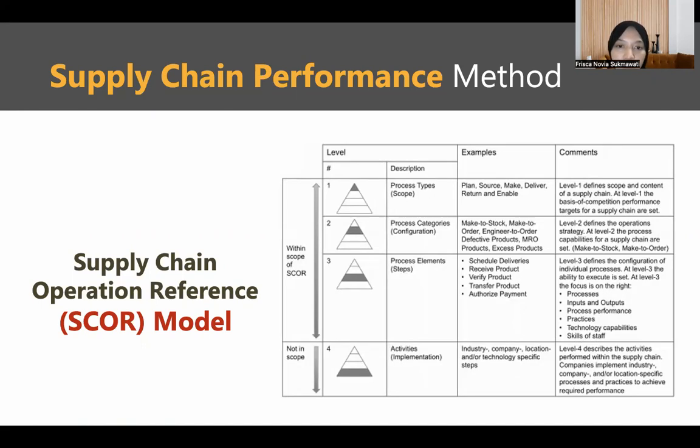If we look further into level 1, it has 6 different processes. The first one is plan, a process for balancing demand and supply in order to develop the best strategy for its supply chain activity while still adjusting to applicable business rules. Then the second one is source, the process of collecting and procuring material, goods, or services to meet the needs that were previously planned. Then the third is make, the process of converting goods to the completion stage.